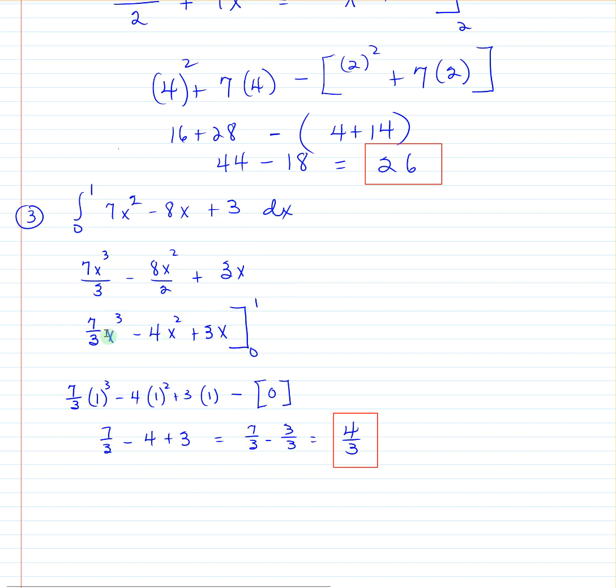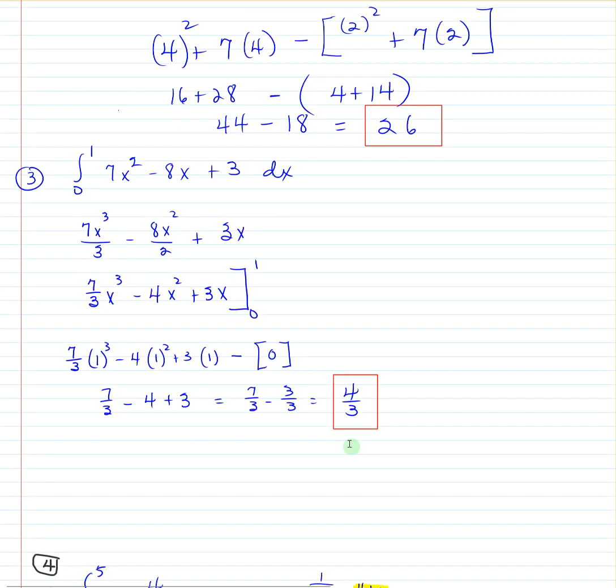And we know that all this is multiplication, so when we plug in the 0, it's gone. So that's not going to be any problem. We're plugging in 1 here, and here, and here. So we have 7/3 minus 4 plus 3. And so that's 7/3 minus 3/3, because this together is a minus 1. So that's minus 3/3, and we end up with 4/3. So that's those 3.